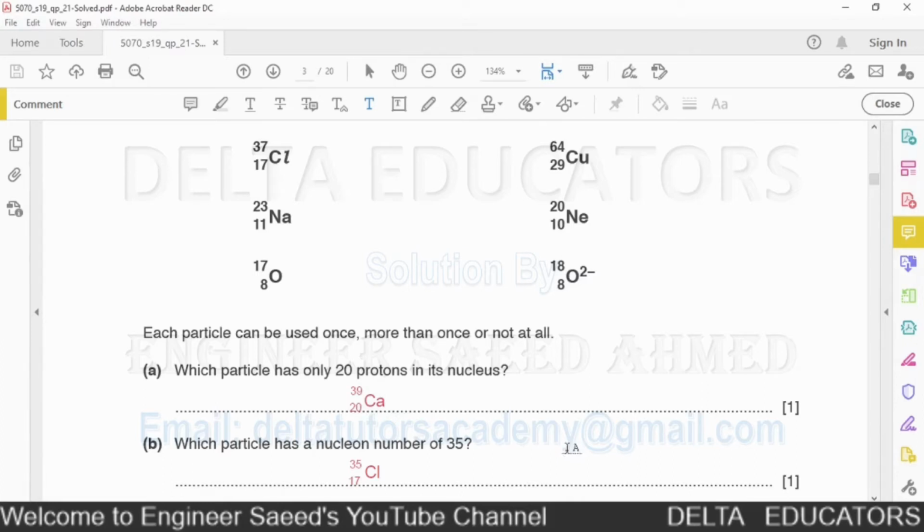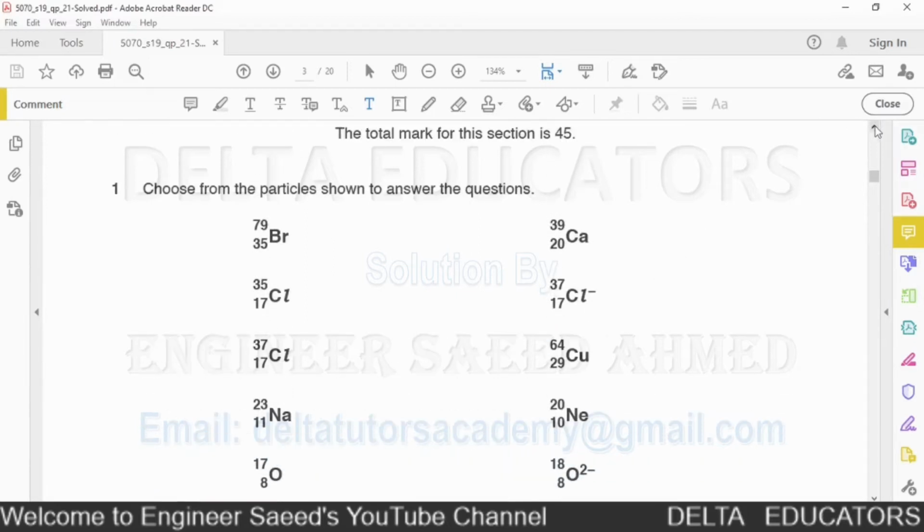Part B, which particle has a nucleon number of 35? Nucleon number means sum of protons and neutrons. Here in case of bromine, this 79 is the nucleon number of bromine. Now we have to find out the particle that has nucleon number 35. From the list it is clear that in chlorine-35 (17, 35), the nucleon number is given as 35. So our answer is chlorine-35.